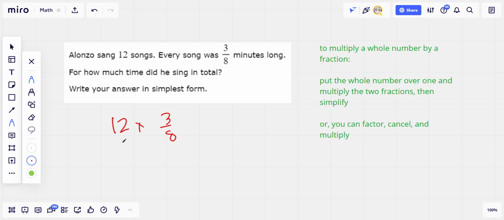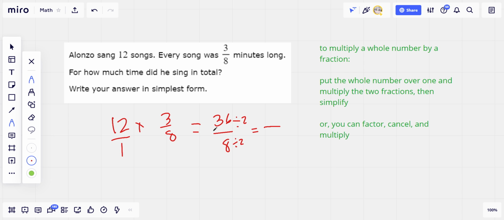Now, when we multiply a whole number by a fraction, we can turn it into just fraction multiplication by putting the whole number over 1. And when we multiply across the top, 12 times 3 is 36. And 1 times 8 is 8. And then, well, let's see, we've got to simplify. These are both divisible by 2, I can tell, because they're even. So let's do that.